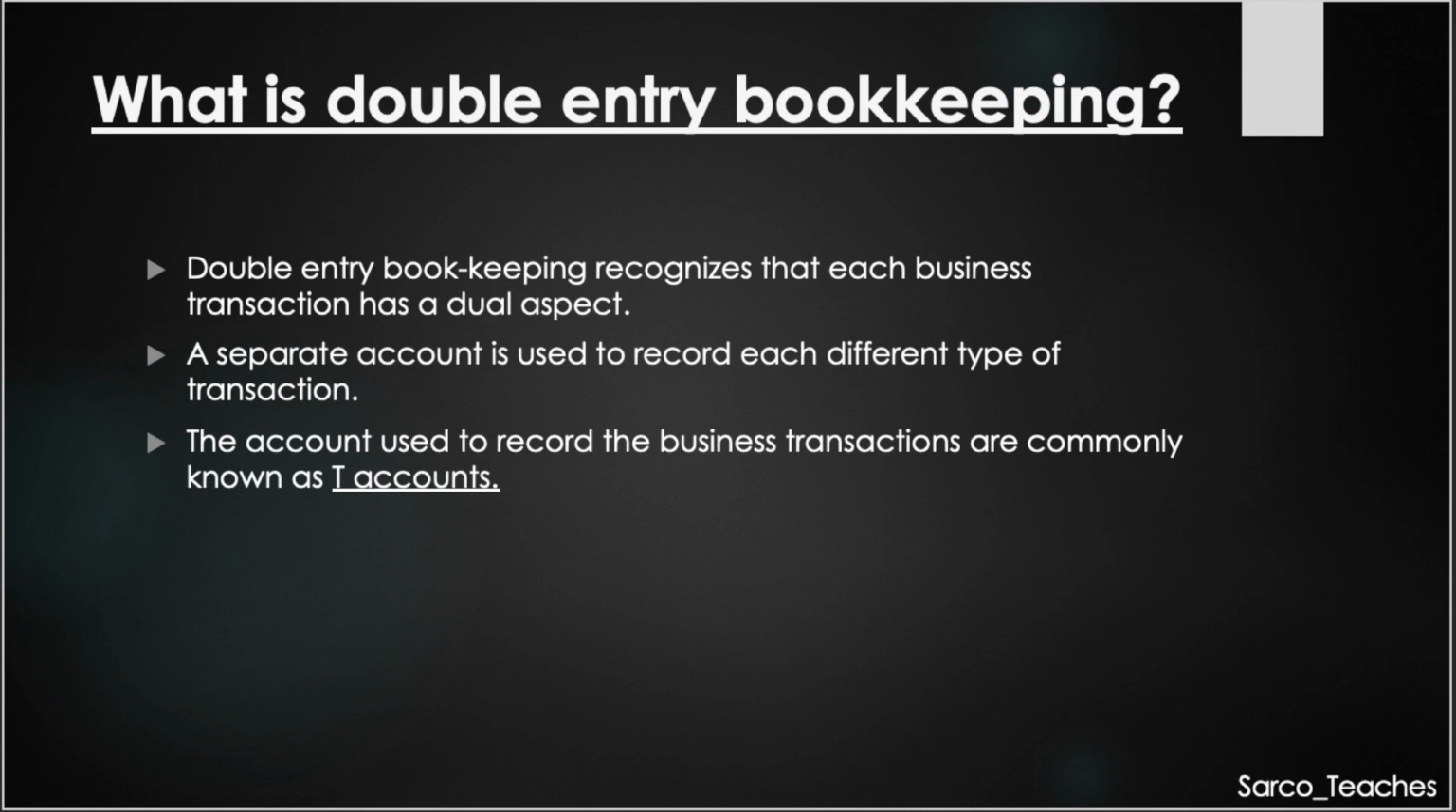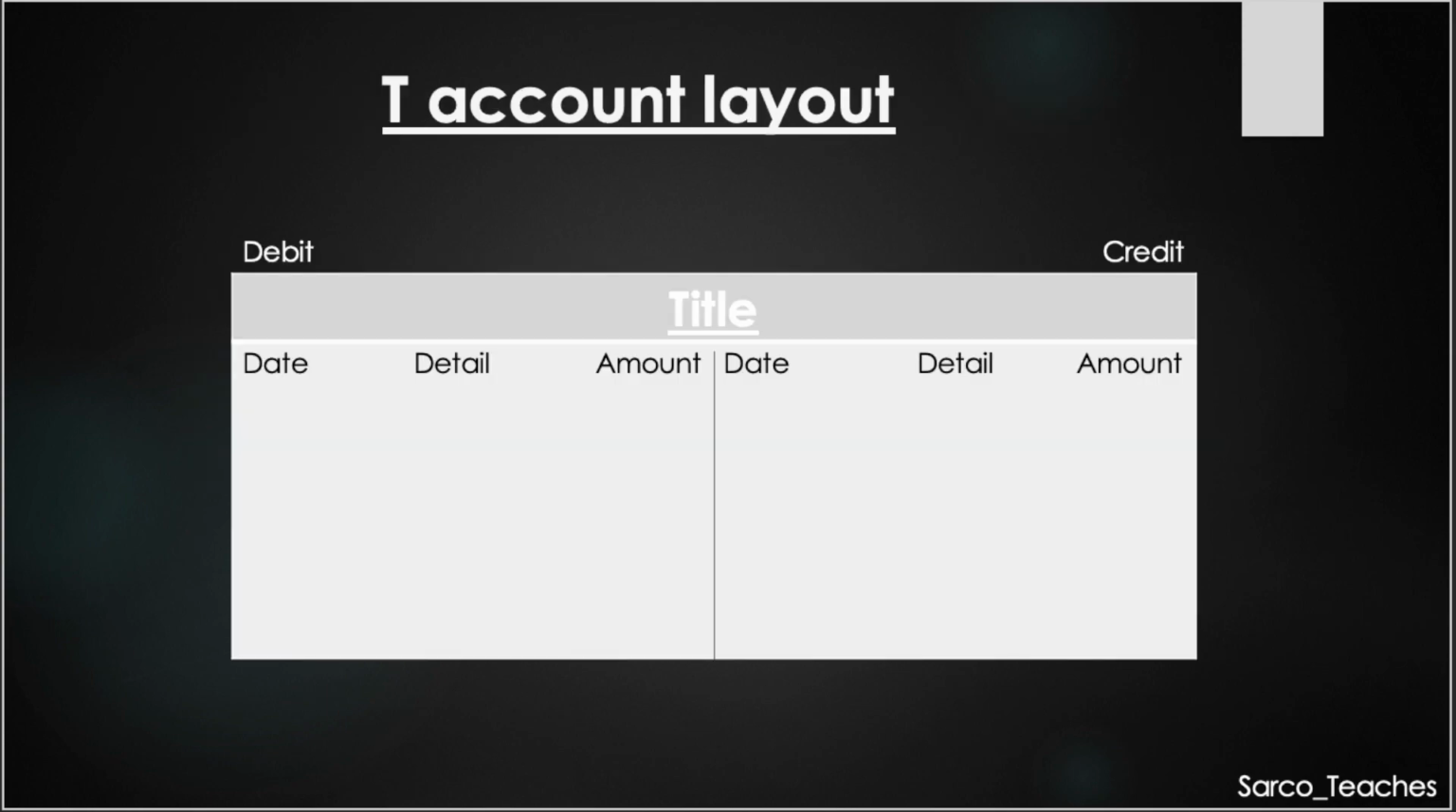Okay, so what is double entry bookkeeping? Double entry bookkeeping recognizes that each business transaction has a dual aspect. A separate account is used to record each different type of transaction. The accounts used to record the business transactions are commonly known as T accounts. So this is an example of a T account, where you have a debit side and a credit side. We will get to know more about this as we go through the examples.